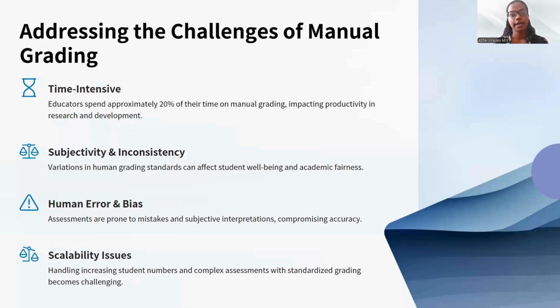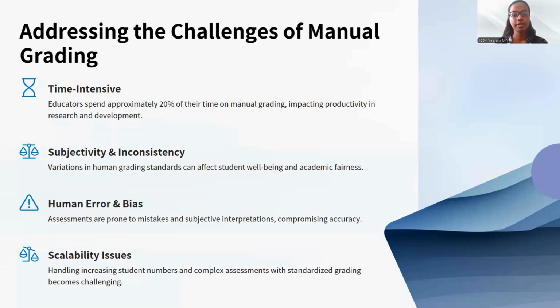Let's take a closer look at the problem this research aimed to solve. As we can see, manual exam grading is a significant challenge in education today. It's a time-consuming process. Educators spend nearly 20% of their time on grading, which limits their ability to focus on more impactful areas like student guidance and research.